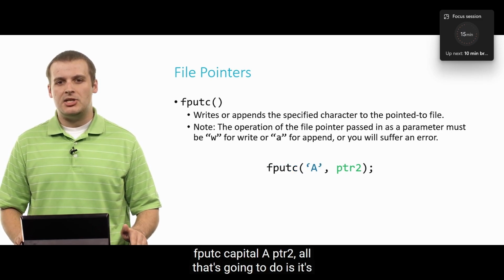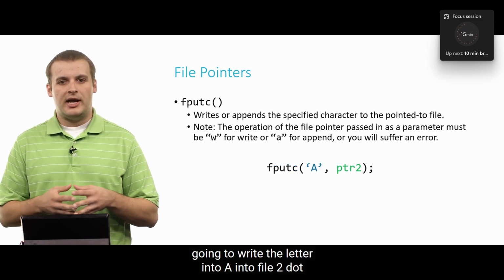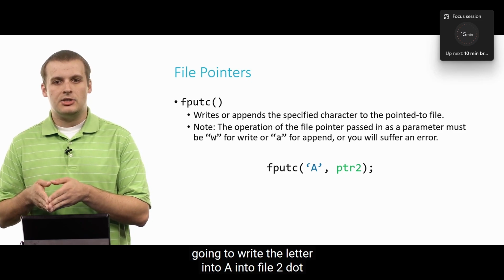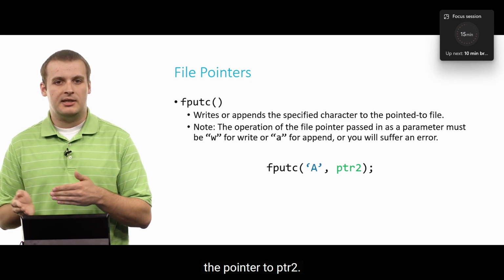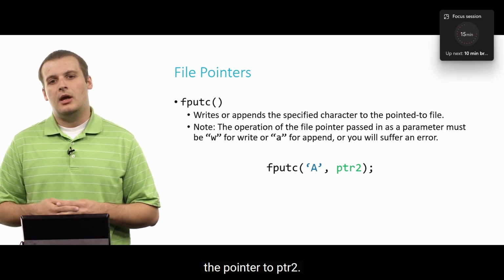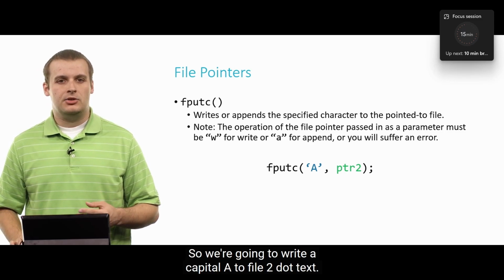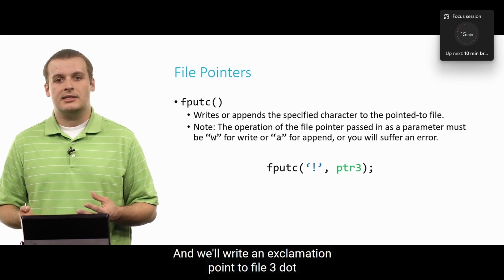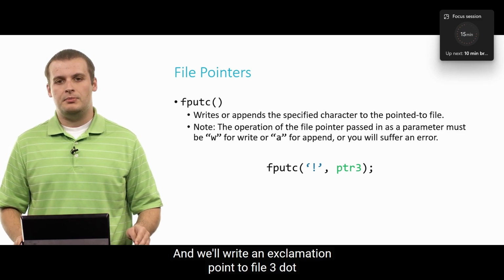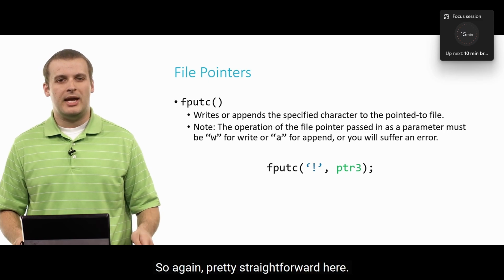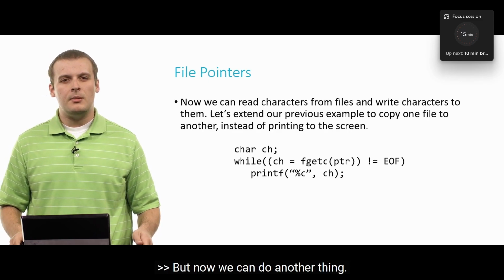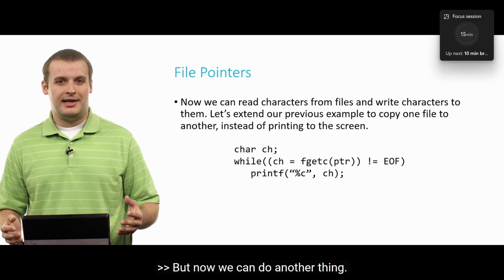fputc capital A ptr2, all that's going to do is write the letter A into file2.txt, which was the name of the file that we opened and assigned the pointer to ptr2. So we're going to write a capital A to file2.txt, or we'll write an exclamation point to file3.txt, which was pointed to by ptr3. So again, pretty straightforward here. But now we can do another thing.